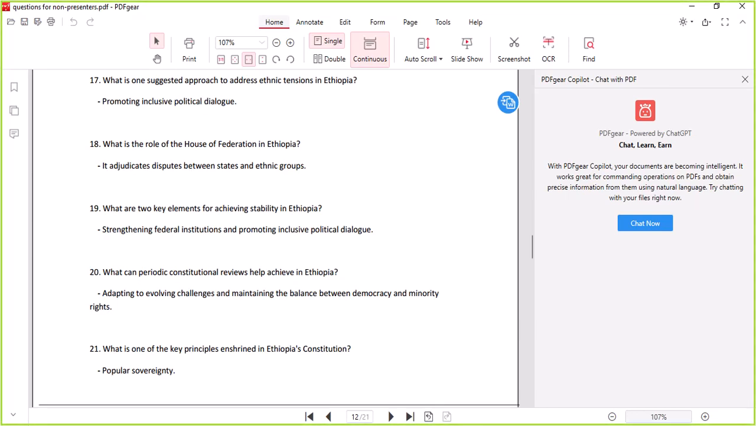What do you understand from the assignment? From the assignment, I learned that there are challenges in our country's constitution, and how to deal with them is our job in the future. The other thing I learned is about ethnic conflict and how to resolve it. I also learned about my part, the House of Federation.